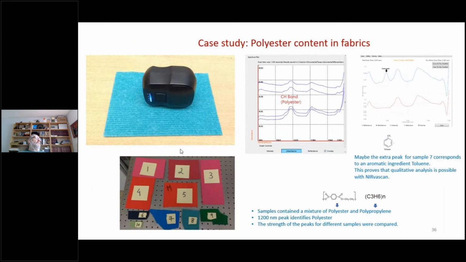Sorry. So here are some more case studies. For example, this polyester content in fabrics. This was provided by a customer from France, and you can even do visual identification of some peaks that exist only in one sample. In sample number 7 there was an extra peak that did not exist in the others, and the spectra could be used to identify the mixture of polyester and polypropylene and do chemometrics on it.